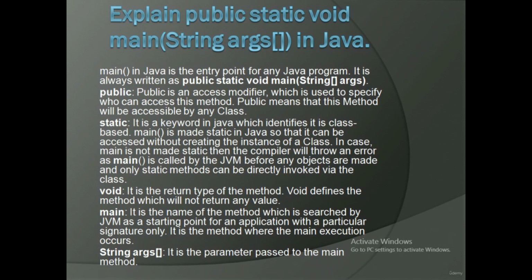Main. It is the name of the method which is searched by the JVM as a starting point for an application with a particular signature. It is the method where the main execution occurs. String args. It is the parameter passed to the main method. Let's see one more question.